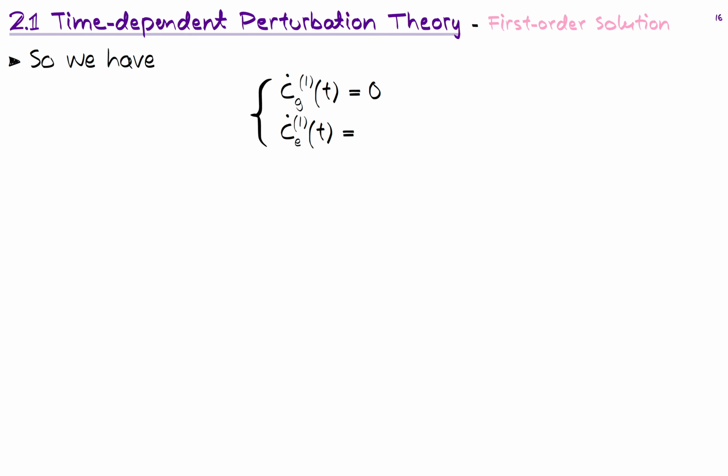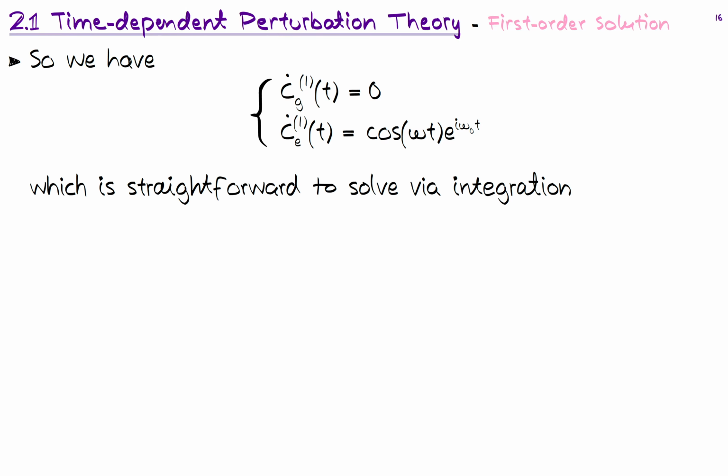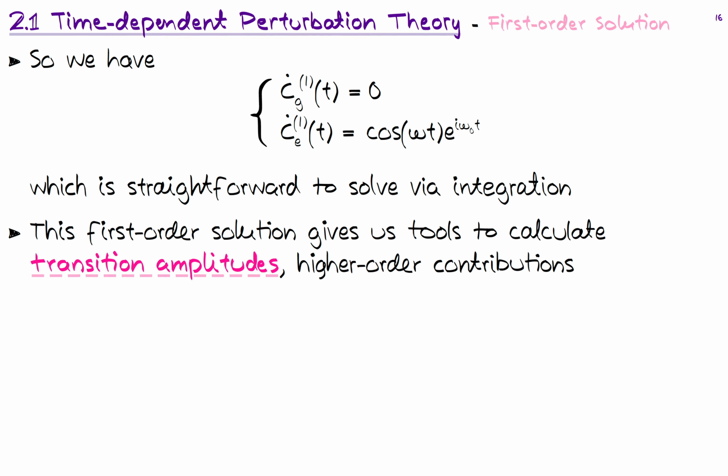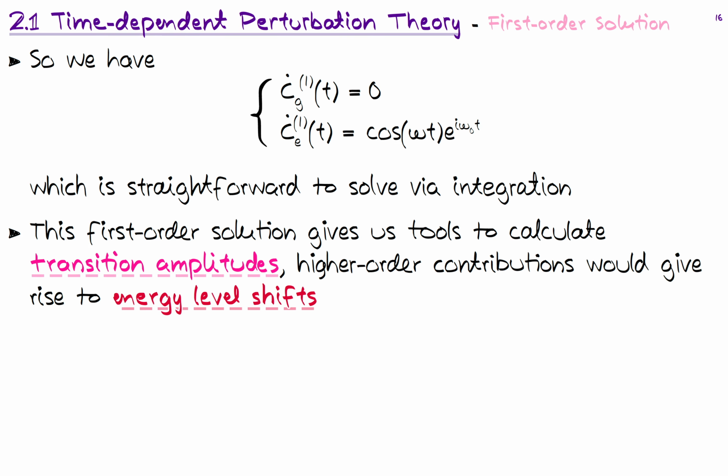Okay, so we have something like this, and this is something we can already solve via integration. The first order solution would give us the possibility to calculate the transition amplitudes, and the higher order contributions would give rise to additional physics. Energy level shifts, so-called Bloch-Siegert shifts, would take place if we solved the system up to second order in terms of Rabi frequency.